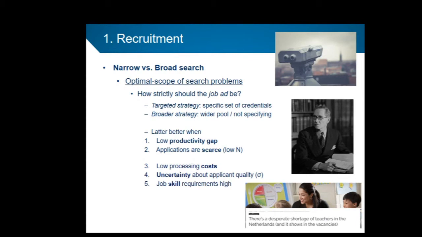Final parameter is if skill requirements are high. Now suppose that a master degree in economics is mandatory to be an economics teacher. Now we find ourselves in the same situation as scarcity. We can't be picky in this situation because we're again fishing in a smaller applicant pool, so it's best not to introduce a lot of new credentials on top that will further narrow the pool.